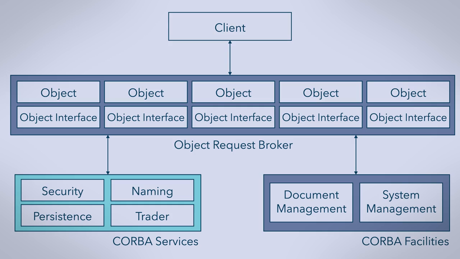The last component is called CORBA facilities. While CORBA services provide functionality at an object level, CORBA facilities provide services at an application level. These are usually high-level functions such as document management.